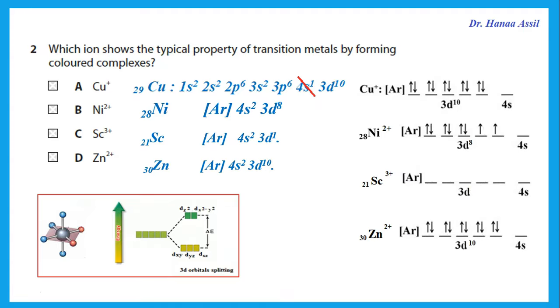Zinc 2 plus, zinc is 30, 4s2 3d10. When we lose 2 electrons, we're going to lose the 2 electrons that are on the 4s, and that means the 3d is completely filled. Again, if the 3d sublevel is completely filled or completely empty, no color. It is colored only if the d sublevel is incomplete. So the only one here that's colored is nickel 2 plus.